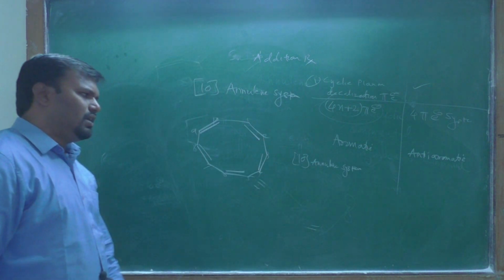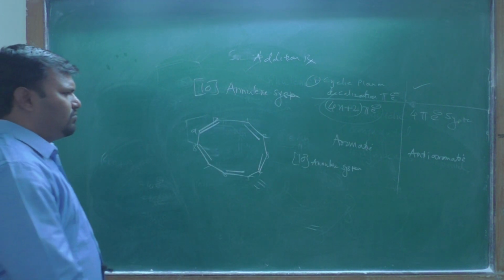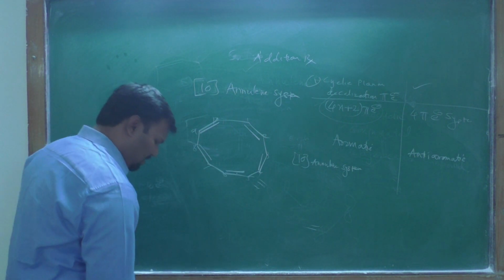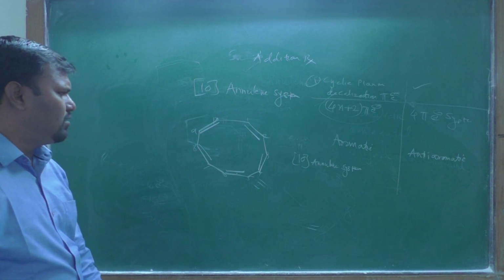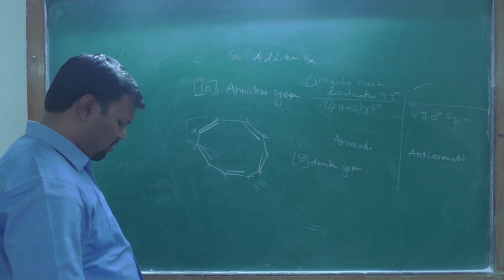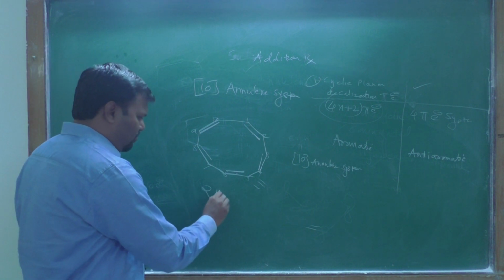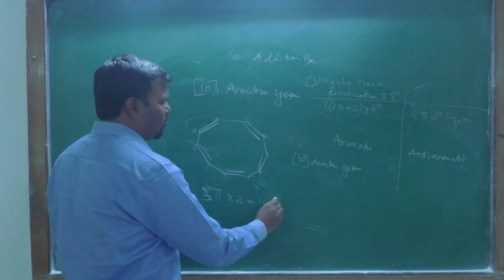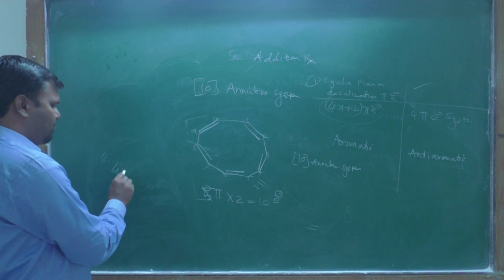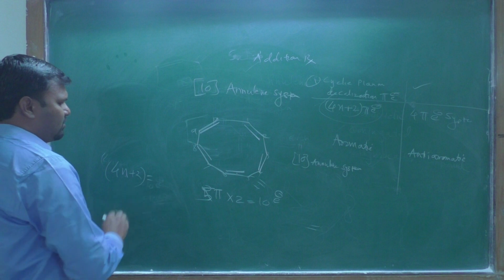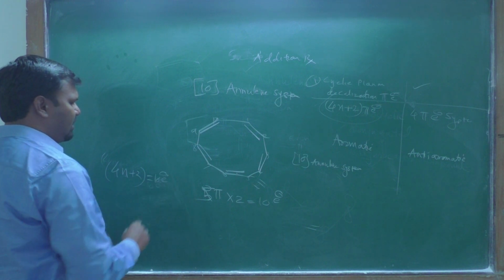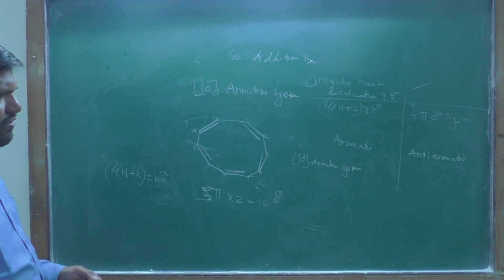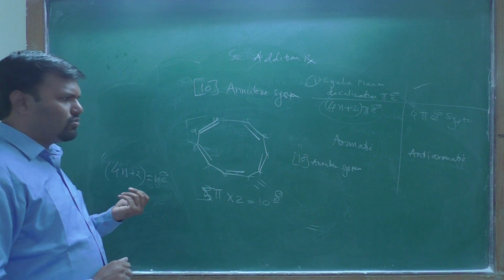Very interesting example. The number of double bonds is 5, which means 5 pi bonds. So 5 pi bonds into 2, therefore it has 10 electrons. We have seen that when you put n as 2 in 4n plus 2, you get 10 electrons. The 10 electron system comes under the 4n plus 2 pi electron system. First, it is clear that it has a 4n plus 2 pi electron system.